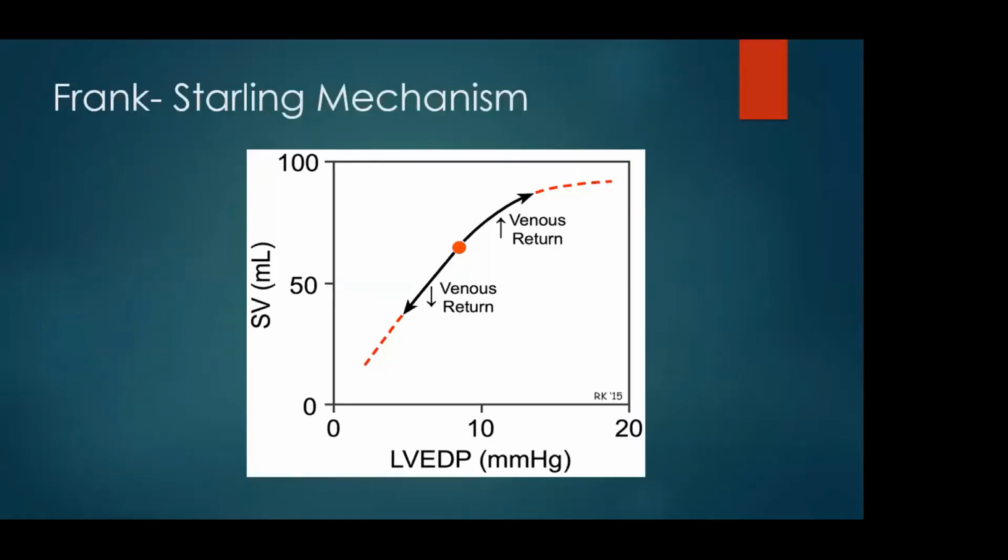So, the Frank-Starling mechanism, which we studied in physiology many eons ago, describes the correlation between stroke volume and the left ventricular end diastolic pressure. So there is an optimum pressure point wherein you have the optimal stroke volume. You have left ventricular end diastolic pressure, which forces blood from the heart, which is the stroke volume.